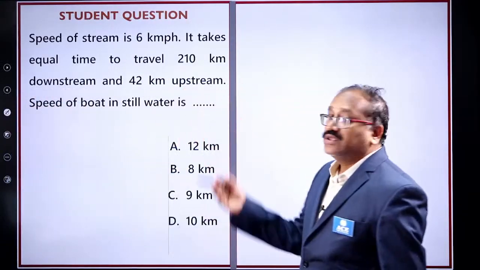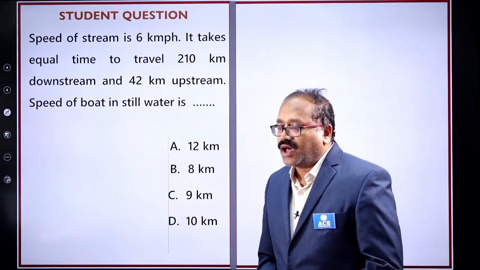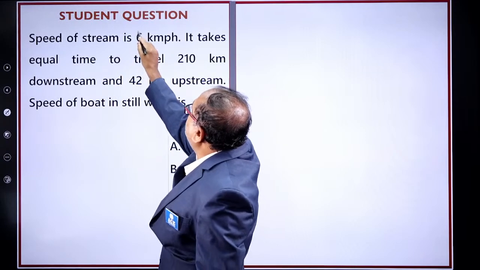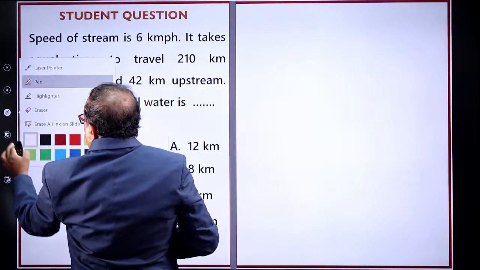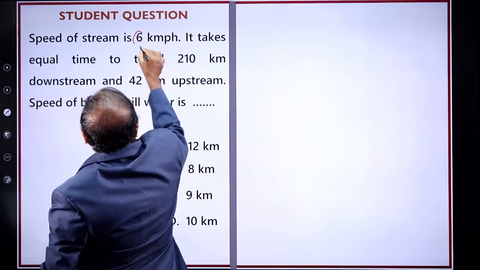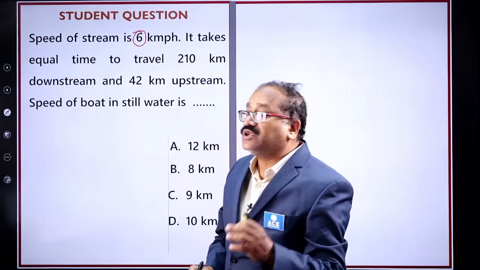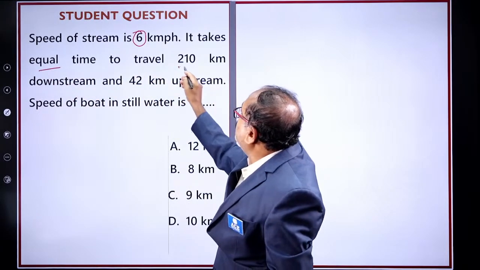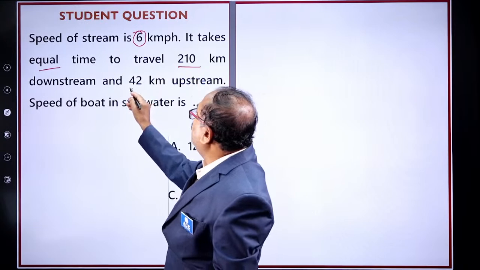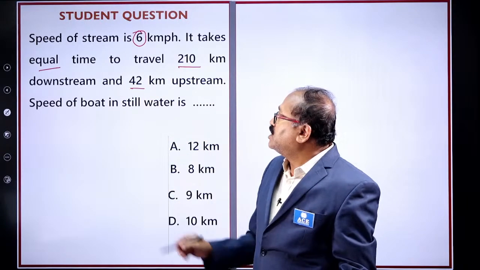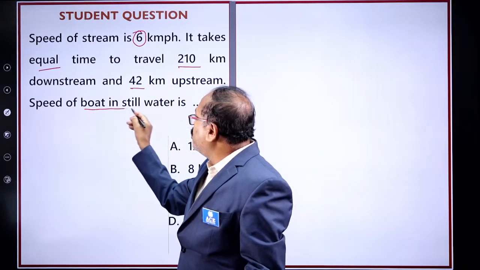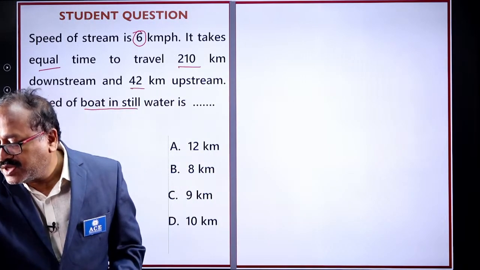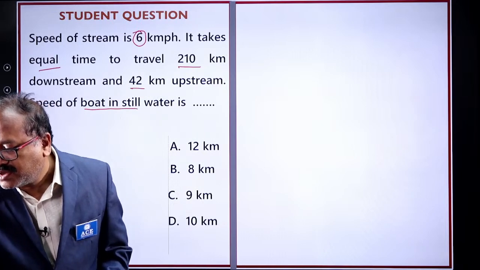Look at this one. This is for you. Answer this question. It says that the speed of the stream is 6 km per hour. Stream speed is given to us. And it takes equal time to travel 210 km downstream and 42 km upstream. So what is the boat speed in still water? Okay, Anusha, thank you. Sir, it is 7. Yeah, that's right.